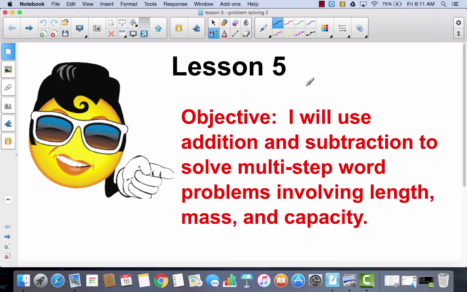This is lesson 5. I will use addition and subtraction to solve multi-step word problems involving length, mass, and capacity. All right, so in this final lesson of Module 5, we're going to be using our skills to convert length, mass, and capacity units to solve some application problems. And notice that it says that these are going to be multi-step application problems. So these are going to have more than one step. They may involve addition or subtraction, and we're going to have to convert some units.